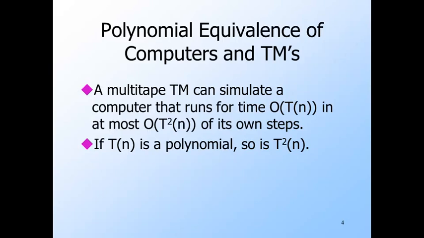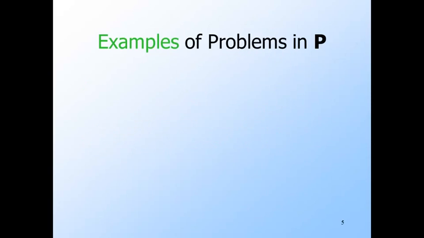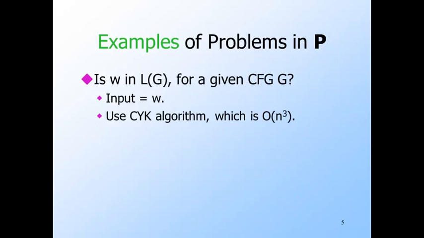As you might expect, when simulating a program, it's best to simulate a Turing machine. But when devising an algorithm, it's best to think about a computer program. Here are two examples of problems or languages, which is the same thing, in the class P. For each context-free grammar G, there is an algorithm, the CYK algorithm, that takes an input string W and tells whether W is in the language. The running time of this algorithm is O of n cubed.